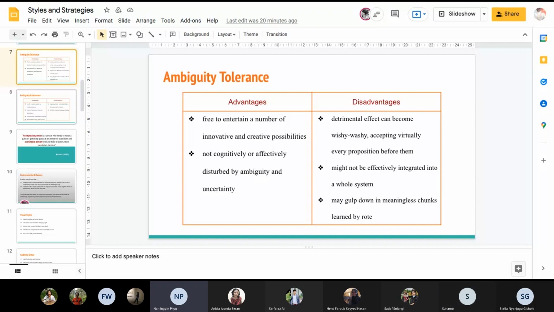But then what are the disadvantages? Of course, it's going to be wishy-washy. Wishy-washy means totally complicated, because they accept all the different ideas. Sometimes they won't have a specific destination. That is the kind of problem, and it might not be effectively integrated into the whole system, and will go down a meaningless track line by line.